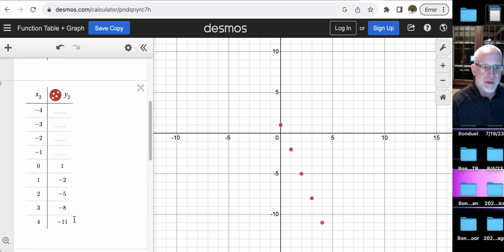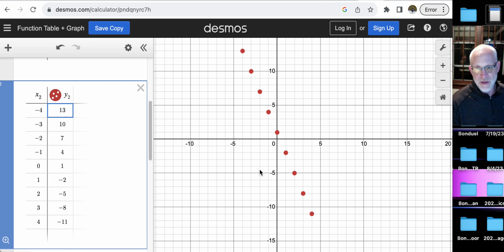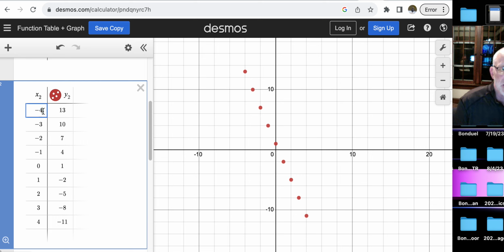Let's work backwards this way. It looks like it goes negative 11, negative 8, negative 5, negative 2, positive 1. So it looks like it's going up by 3. 1 plus 3 is 4. That works. 4 plus 3 is 7. That works. 7 plus 3 is 10. That works. 10 plus 3 is 13. It's a linear equation, a straight line. Everything works. Let's double check to make sure. Negative 4 3 times bigger is negative 12. Change its sign, positive 12. Positive 12 plus 1 is 13. That works out. We've got a linear equation.